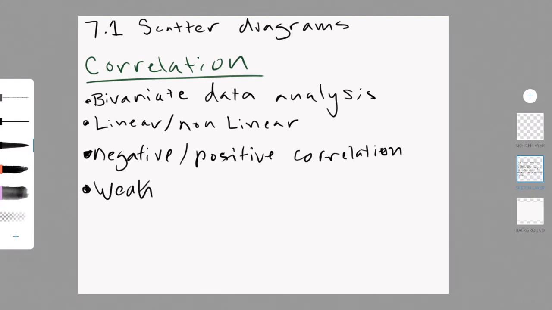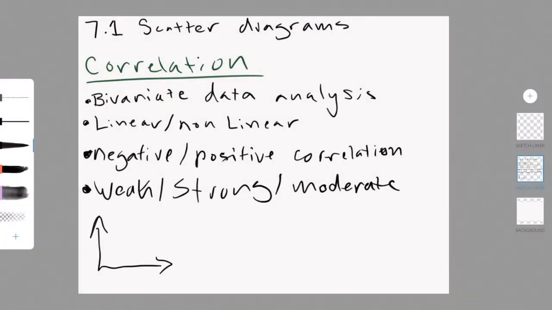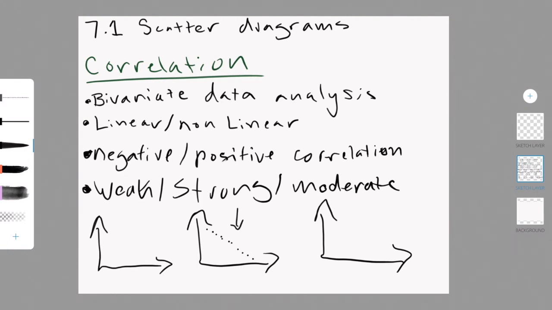The next factor is whether it's a strong correlation, moderate correlation, or weak correlation. So in this case, it doesn't matter if it's positive or negative. You can have a positive weak correlation or a negative weak correlation. That doesn't really play a part in that. This middle one is a strong correlation, a strong negative correlation specifically, and it's linear.